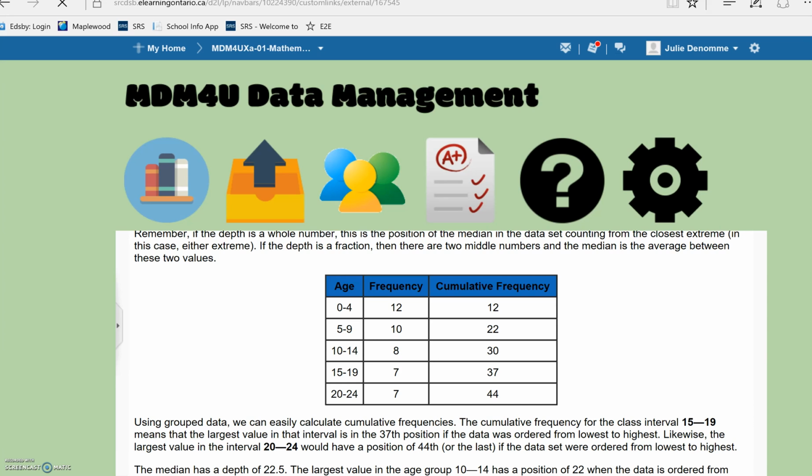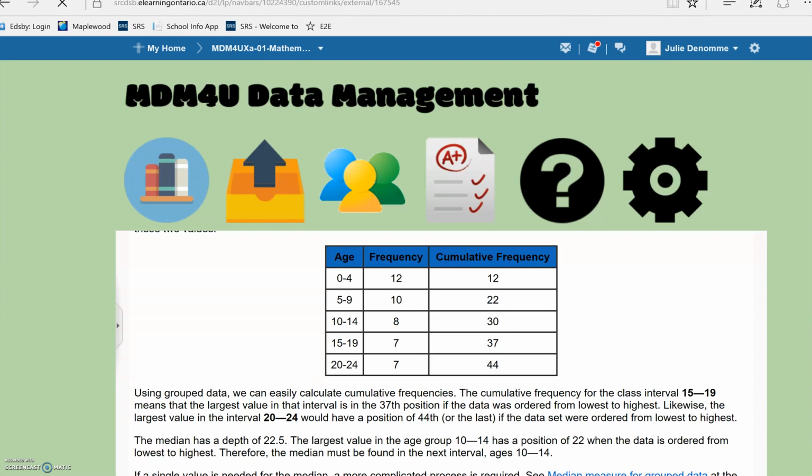So if we're looking at a median of 22.5, which age does that happen? Like if it's the position of 22.5, between which ages does that happen, I should say? There's no interval of 9 and 10.